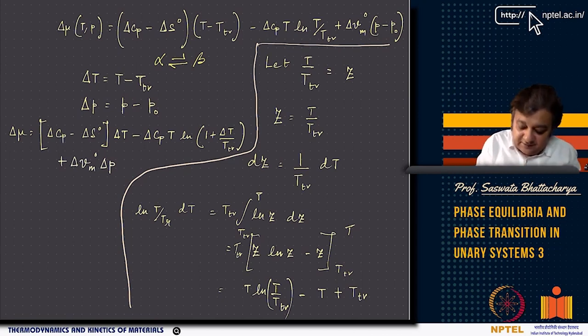And you have the delta Vm0, where again the 0 denotes the standard state. The standard state here is taken to be the transformation temperature T_tr, and some P0 is the standard pressure. P0 can be 1 bar, 1 atmosphere, whichever you want. So you can take some P0 and the transformation temperature itself to define the standard state, the superscript zero. The superscript zero stands for the transformation temperature and P0 pressure, right?